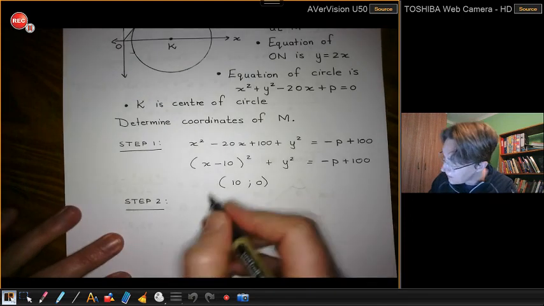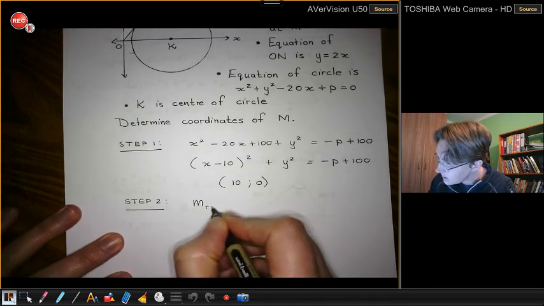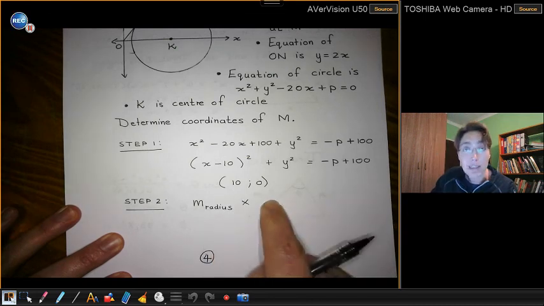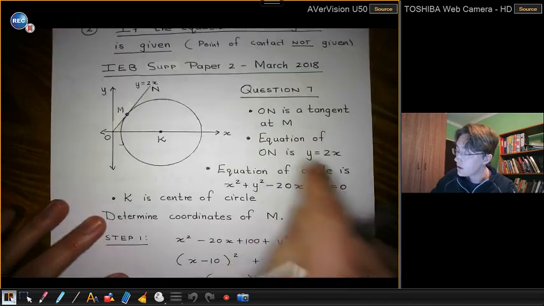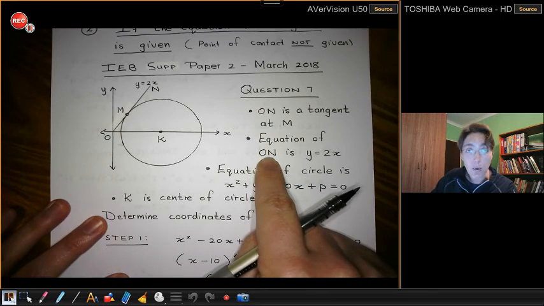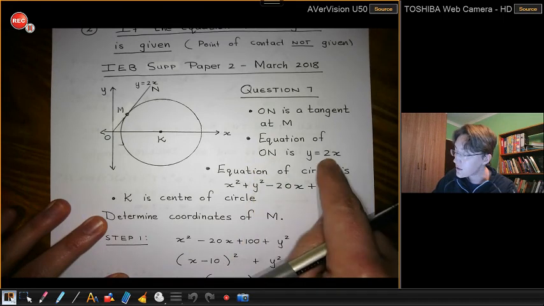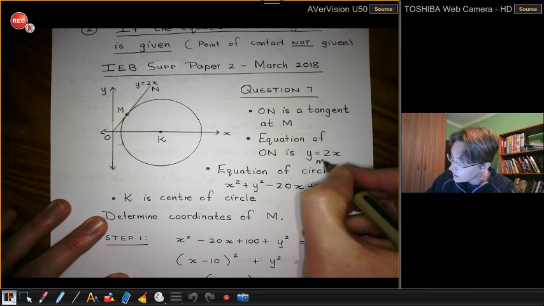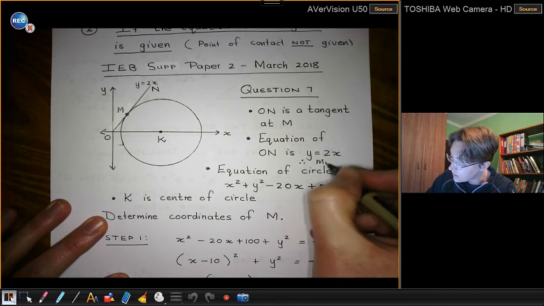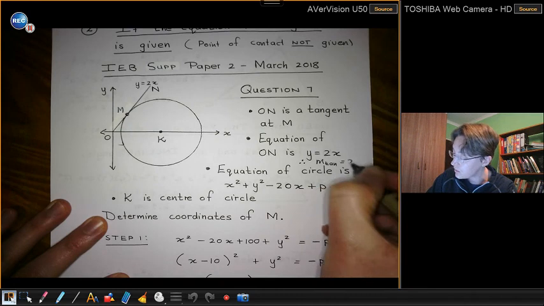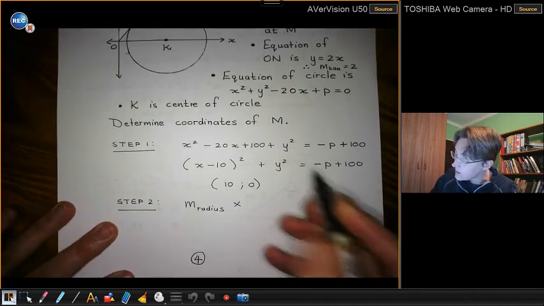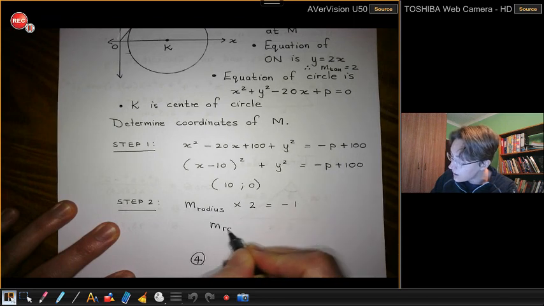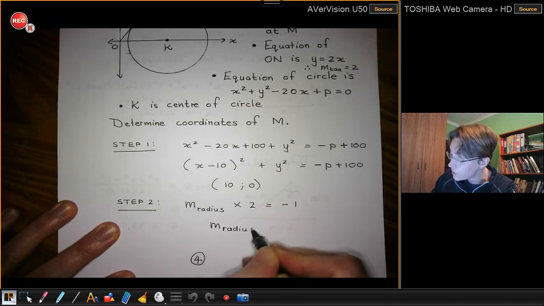So we're going to say the gradient of the radius times the gradient of the tangent, which was given over here. They said the equation of ON, so the equation of the tangent, is y = 2x, so that means the gradient of the tangent, and I can write it down over here, is equal to 2. So the gradient of the radius times 2 is equal to -1, which means the gradient of the radius is then equal to -1/2.